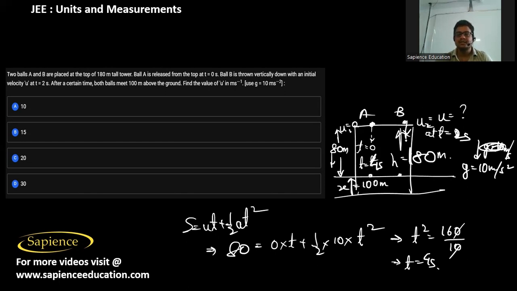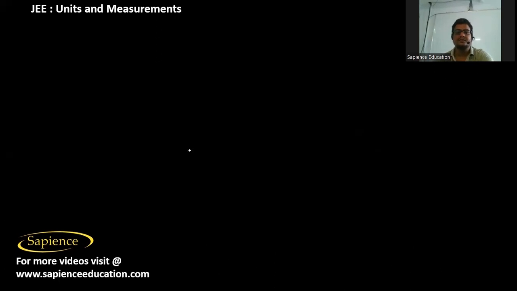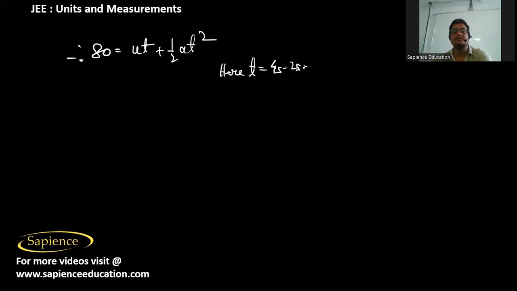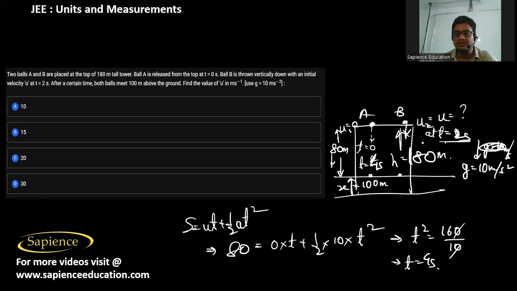Ball B will also cover the distance of 80 meters in a time interval of 2 seconds. Then you have to find the initial velocity. So 80 meters equals u into t plus half a into t square. Here t will be equal to 4 seconds minus 2 seconds, since the time interval for which ball B will travel is from t equal to 2 seconds to t equal to 4 seconds, where they will meet.